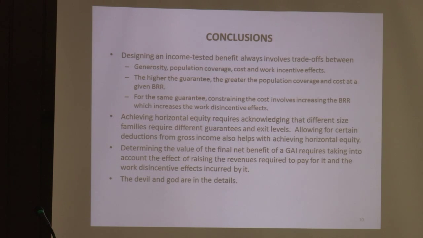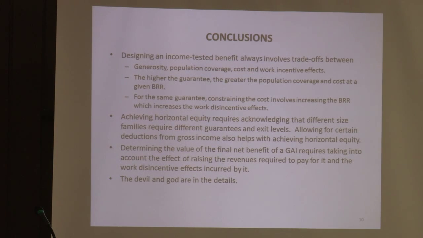Conclusions: designing an income-tested benefit always involves trade-offs between generosity, population coverage, cost, and work incentive effects. The higher the guarantee, the greater the population coverage and cost at a given benefit reduction rate. With the same guarantee, constraining the cost involves increasing the benefit reduction rate, which increases the work disincentive effects. Achieving horizontal equity requires acknowledging that different sized families require different guarantees and exit levels. Allowing for deductions from gross income helps with that. Determining the value of the final net benefit of a GAI requires taking into account the effect of raising the revenues required to pay for it and the work disincentive effects incurred by it. The devil and God are in the details.